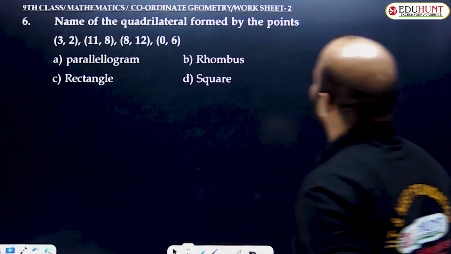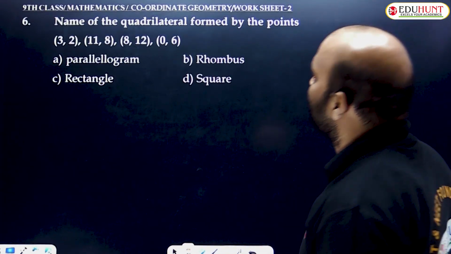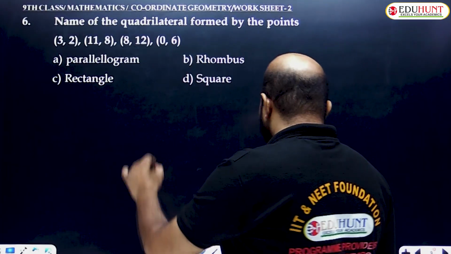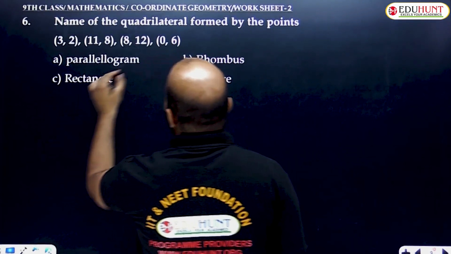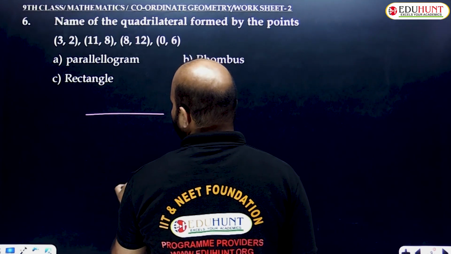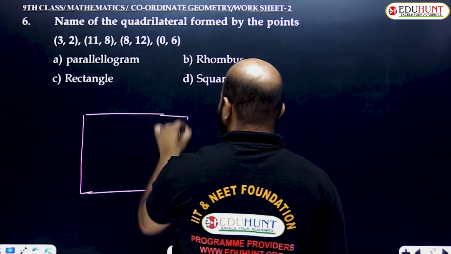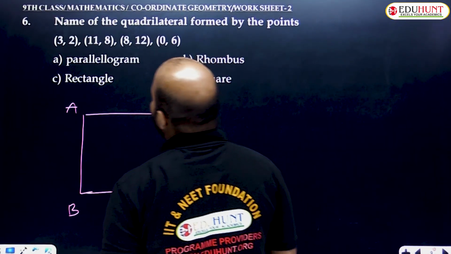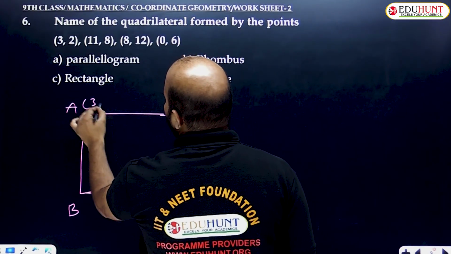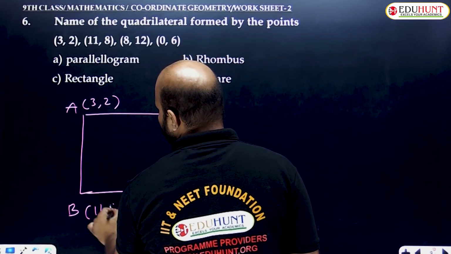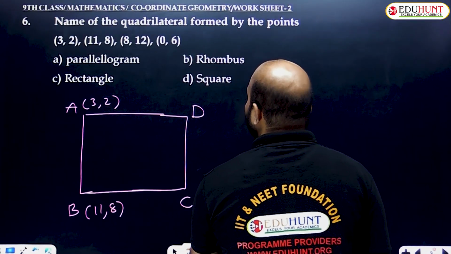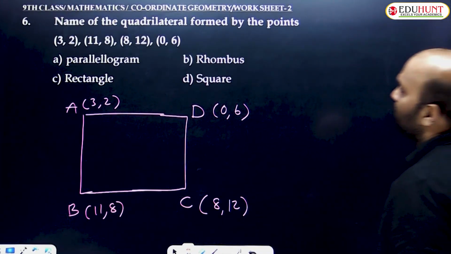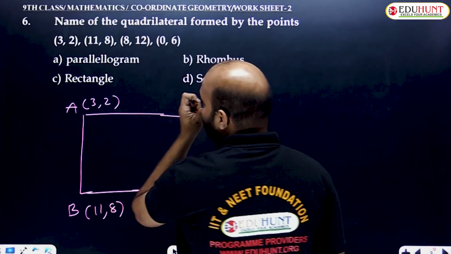Name of the quadrilateral formed by the 4 points 3, 2; 11, 8; 8, 12; 0, 6. Option A parallelogram, option B rhombus, option C rectangle, option D square. So clearly we need to verify it. Here a 4-sided quadrilateral is given, but we don't know which quadrilateral. So A, B, C, D. The A coordinate 3 comma 2, B coordinate 11 comma 8, C coordinate 8 comma 12, and the D coordinate 0 comma 6. So it is formed.